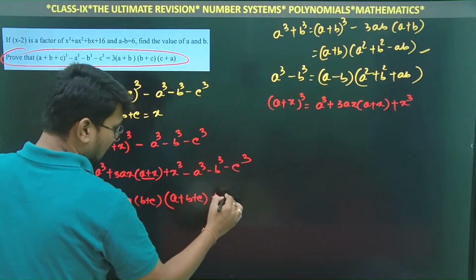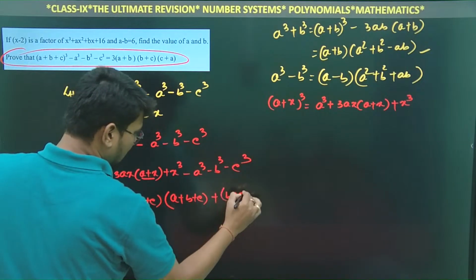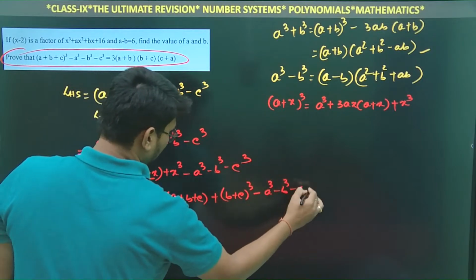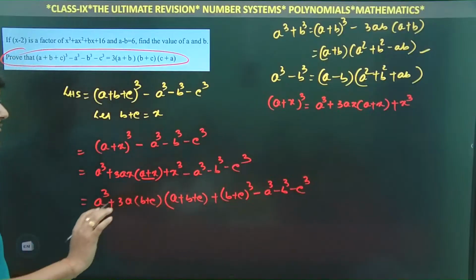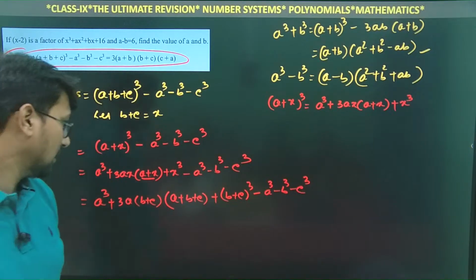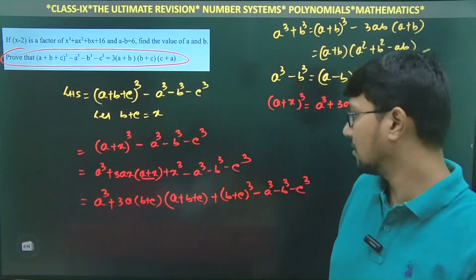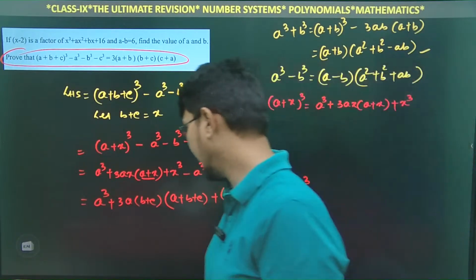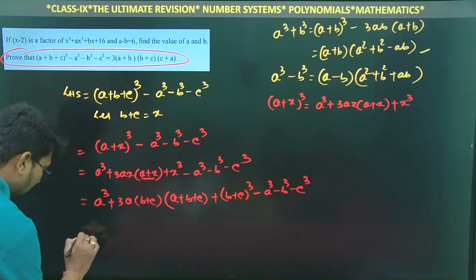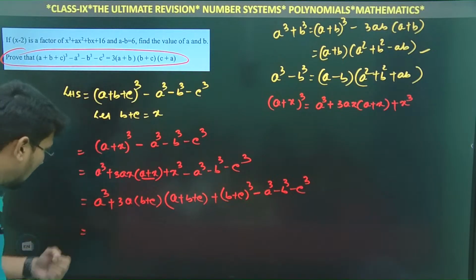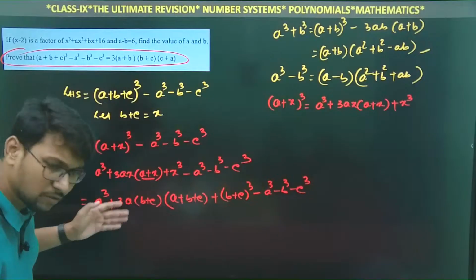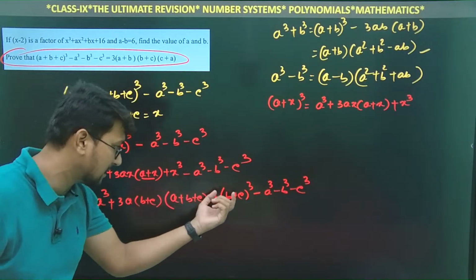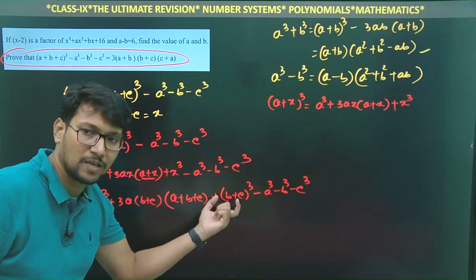Plus what is that? x cube. Who is x? b plus c whole cube minus a cube minus b cube. As it is, we have kept that. Is that clear, everyone? Tell me. Okay, next, what do we have to do? We will not touch a cube. We will not touch 3 into a into b plus c. This one will keep as it is. Now we only have to simplify b plus c whole cube.